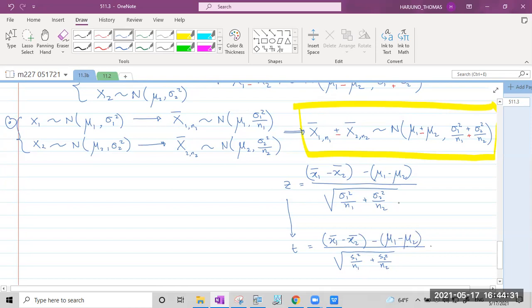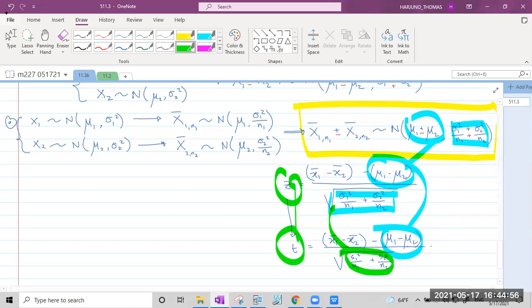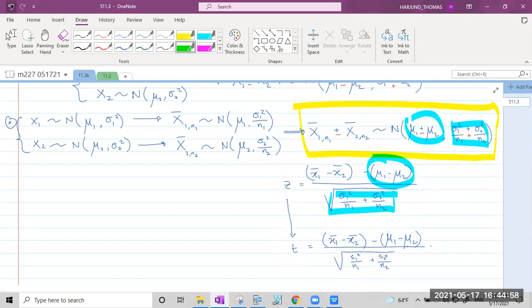That's the foundation. So this part is from here, and this part is here. This is still the same. But because we don't have the population standard deviations, we replace them by sample standard deviations, and therefore z becomes t. Now these are the theoretical, technical foundations.